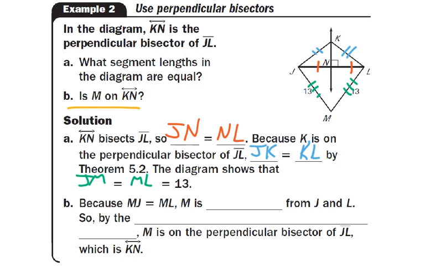So now the second question, is M on KN? Well, because MJ and ML are equal, M is equidistant from J and L. So, by the converse of the perpendicular bisector theorem, we know that M is on the perpendicular bisector JL, which is KN. So the answer is yes, reason, converse of the perpendicular bisector theorem.